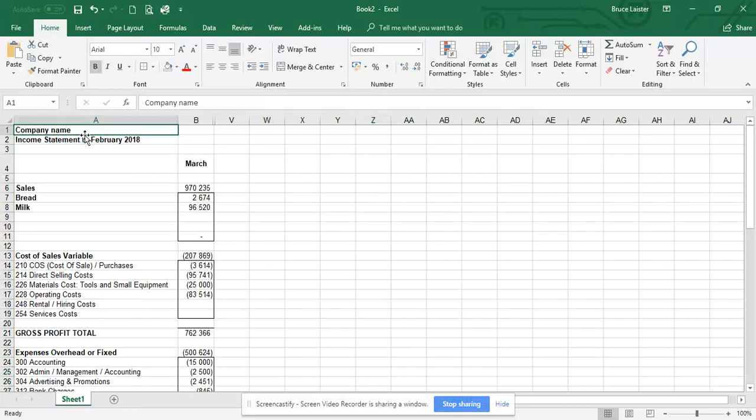So first up is the company name. So the company name or a trading as name, or even an income statement can be done for a branch or a section, or really it does depend on what you're looking for. So let's go with this.